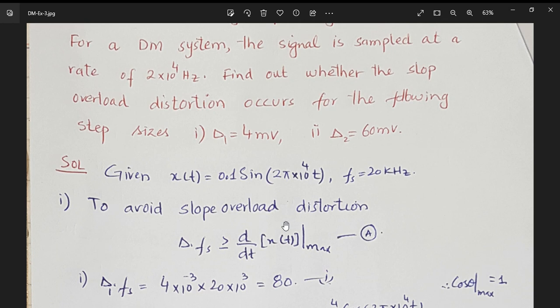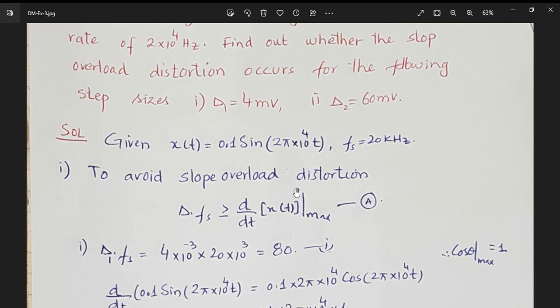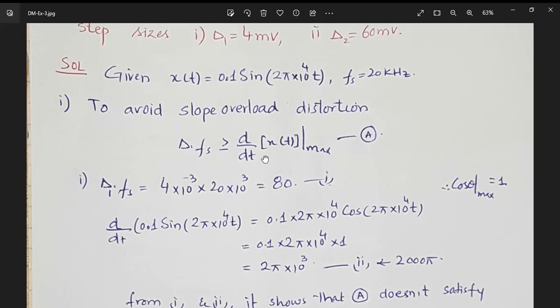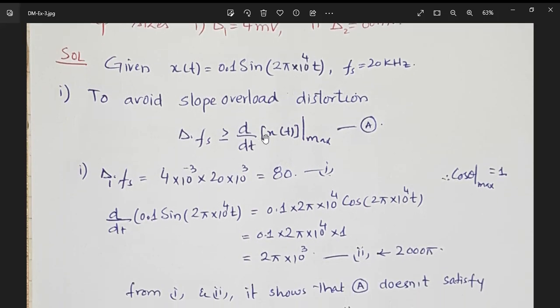To avoid slope overload distortion, we already know this formula: delta times Fs should be bigger than the maximum of d over dt of x of t. So delta times Fs is equal to 4 times 10 to the power minus 3, and the sampling frequency is 20 times 10 to the power 3, which is equal to 80. And now on the right hand side, the derivative of that one, 0.1 is already there.